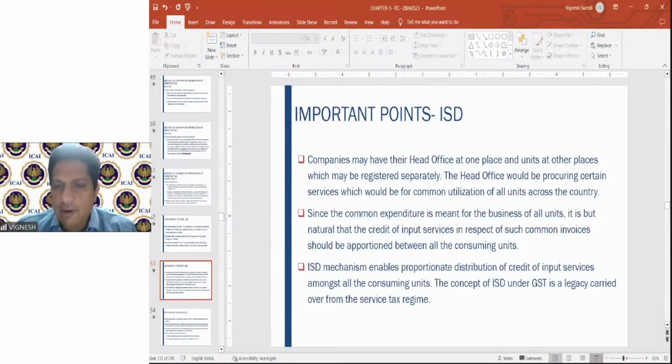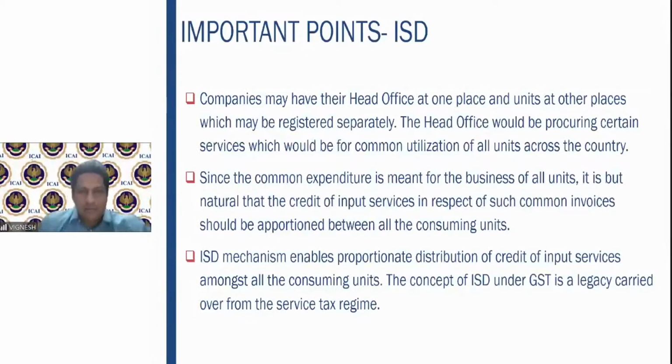Okay. So mainly what happens is, sometimes the head office will be in one place and the units will be at other places or registered separately. The head office would be procuring some services which are for common utilization of all the units. Since the inputs are common, it is very important that the credit should be apportioned between all the consuming units. Therefore, ISD enables proportionate distribution of credit, and the concept of ISD is a legacy carried from the service tax regime. In the service tax regime also, this input service distributor mechanism was there. So it is not a new concept.